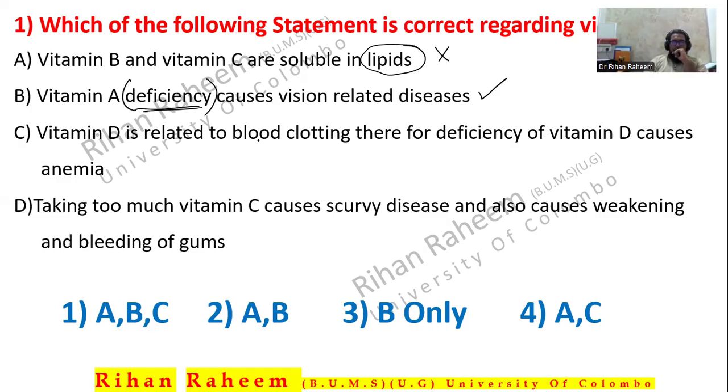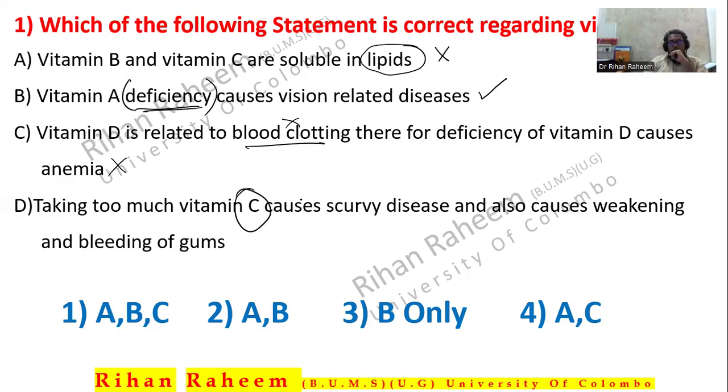Then, vitamin D is related to blood clotting. No, vitamin D is related mainly to bone. So therefore blood clotting, no, wrong. It's related to vitamin K. Therefore, deficiency of vitamin D causes anemia. No. Deficiency of vitamin K can cause excessive bleeding, lack of blood clotting and all those things.